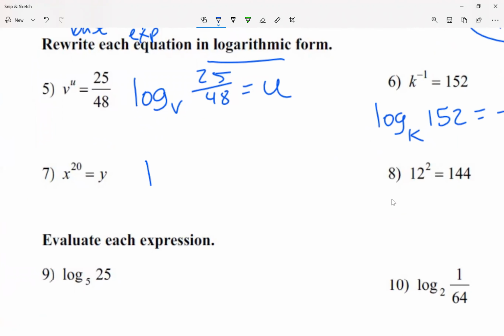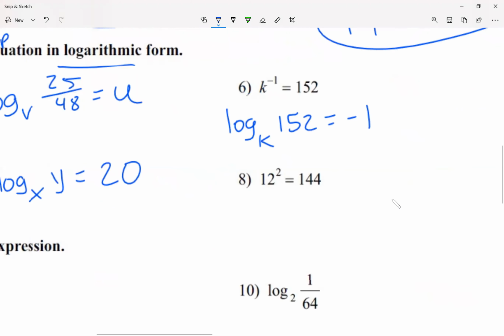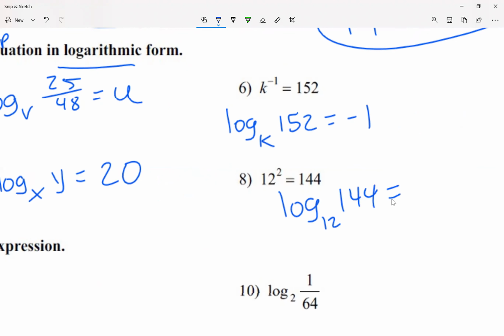Here I'm going to write this as log base x of y equals 20. Again, as a reminder, what I have at the very end by itself, after the equal sign, is the exponent. So from the get-go, I know here I'm going to have equals 2 at the very end. So let me write this as log base 12 of 144 is equal to 2.